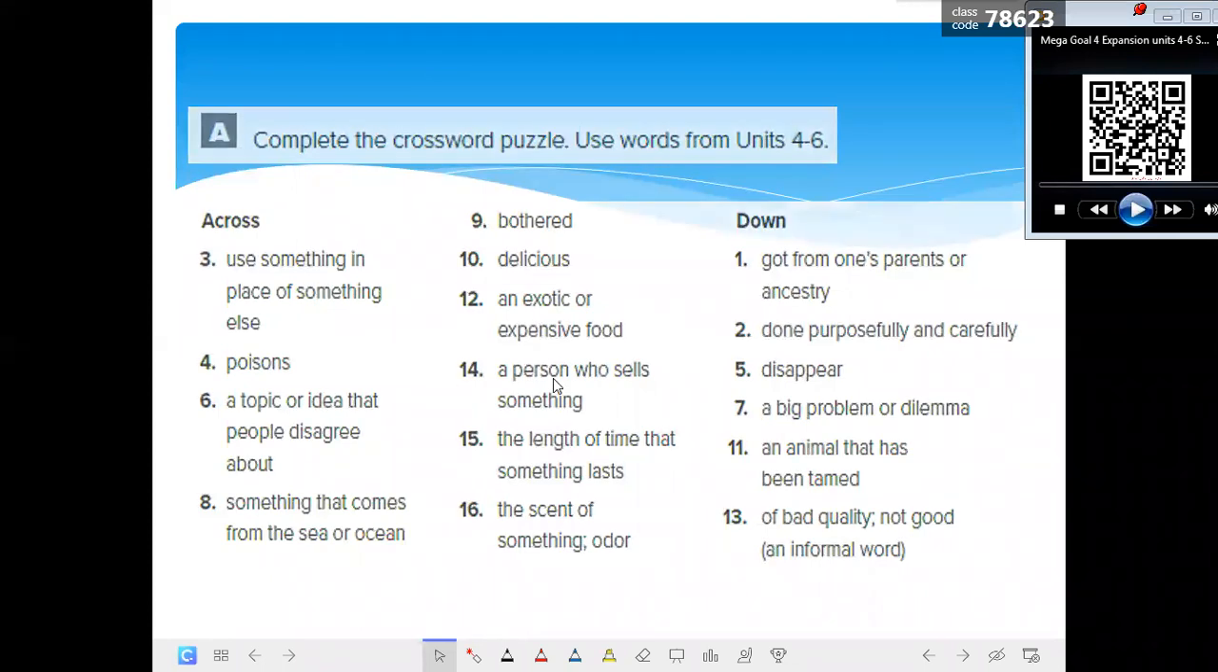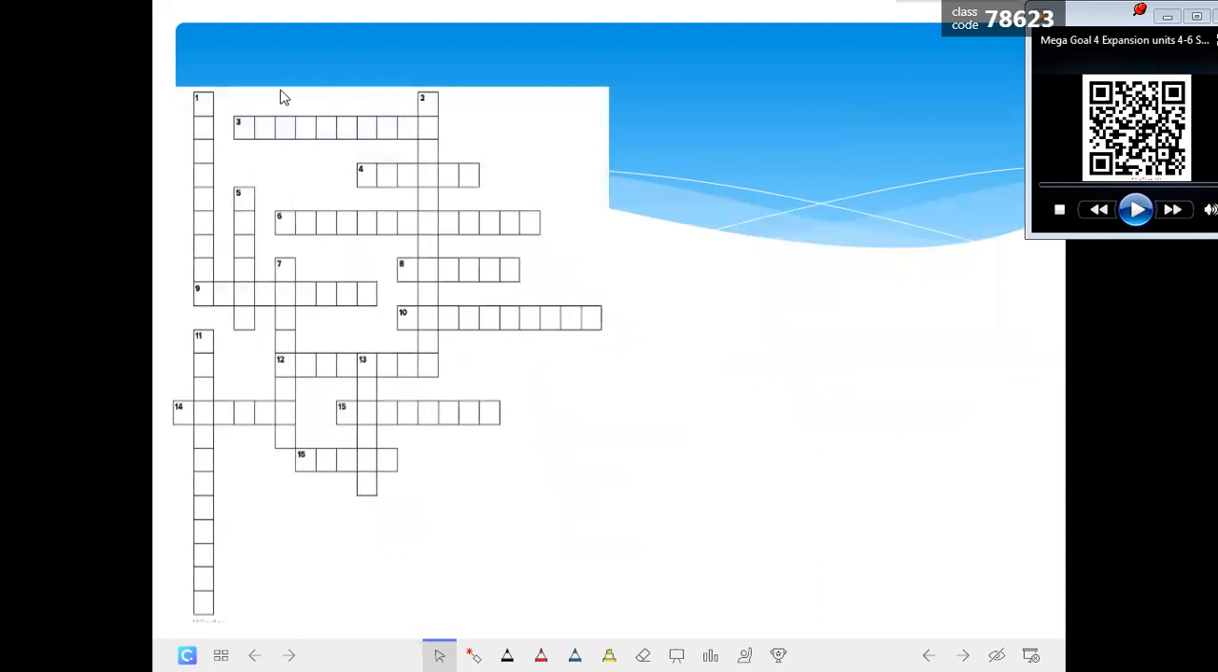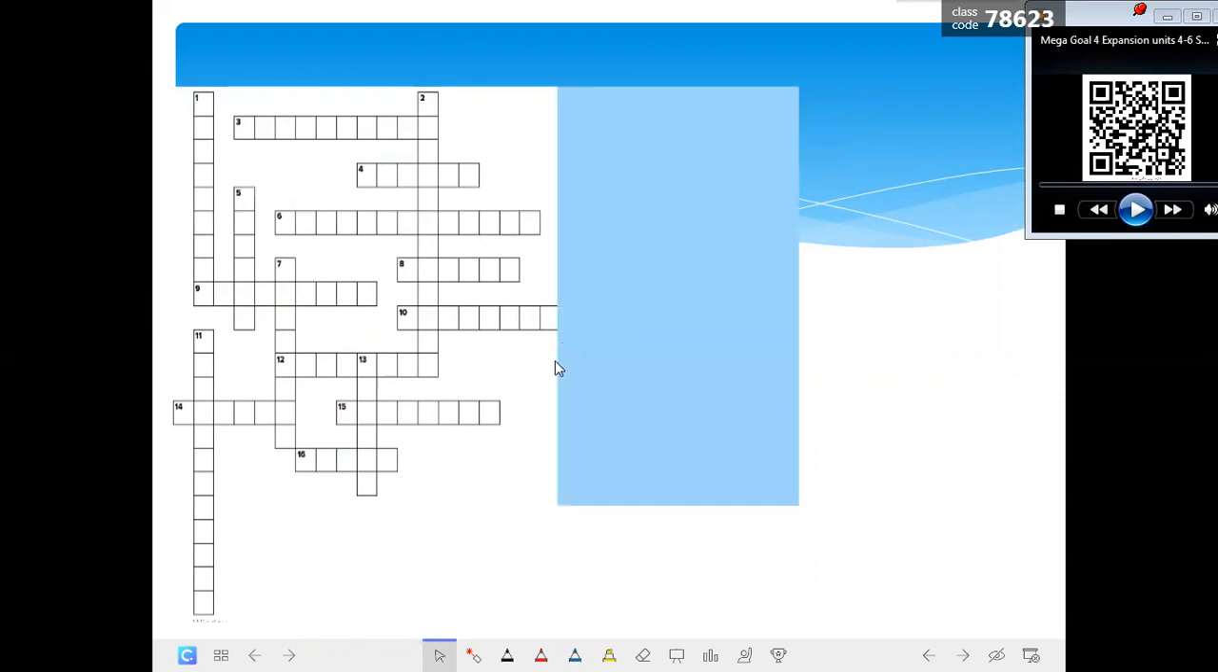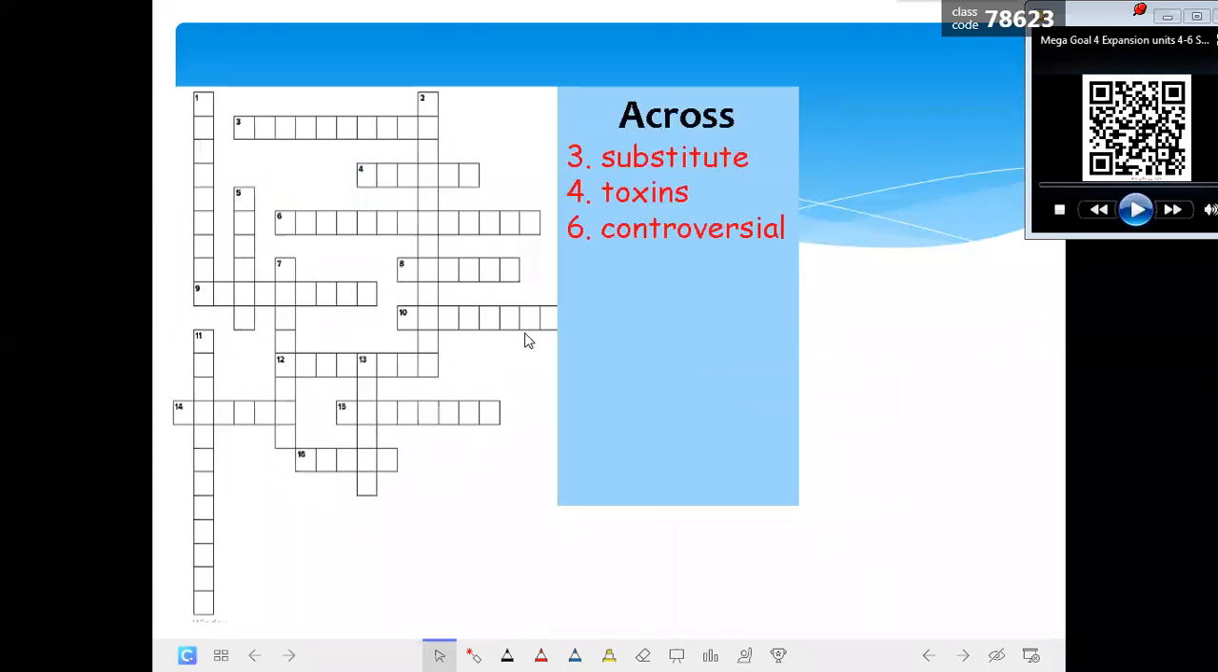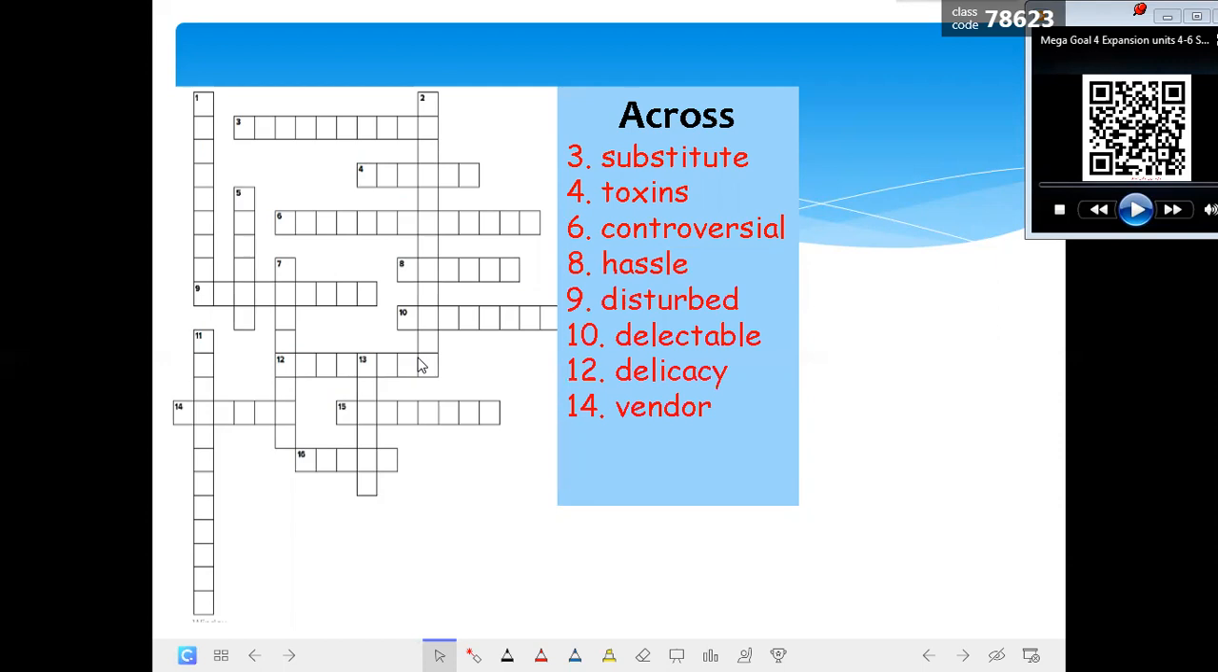So, my dear students, I will show you the answers to this puzzle. I want you to write the answers on exercise A, and I want you to study these words after finishing, okay? As you see, they are the answers for the across words: across for number 3, number 4, number 6, and so on.